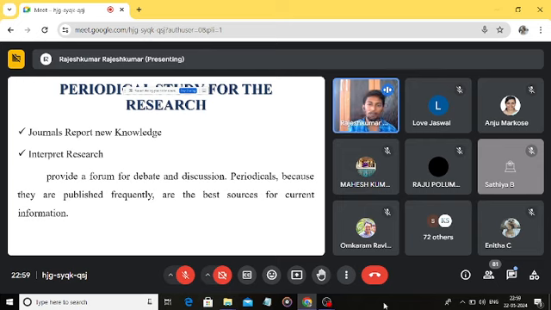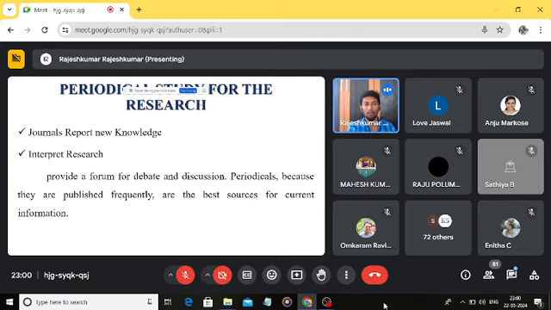Instead of checking the previous paper publications, we have to get new information from all the journals. On my topic, I'm checking 5 journals, which means I will get information on 1 point from the 5 journals, or any other 5 points from the 5 journals, so I have to give new information on my research. The second one is interpret research.